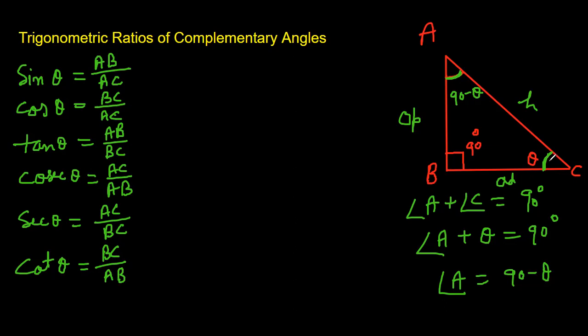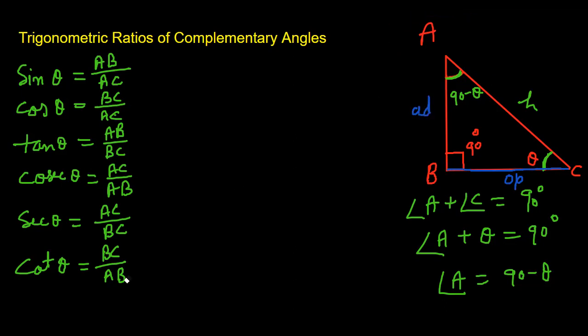Now can we write trigonometric ratios for this angle A also? For angle A, let's write it. Our opposite side and adjacent side are going to change. Look, for angle A, you just take this angle A, its opposite side is BC. This is the opposite side. Now this becomes opposite, and then AB would be adjacent. That is the only difference.